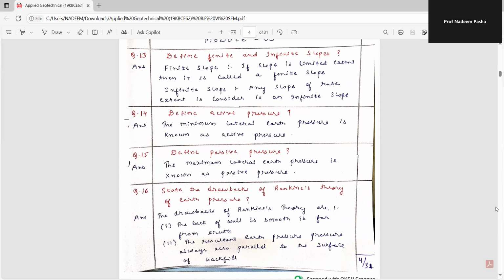Define active pressure. The minimum lateral earth pressure is known as active pressure. Next, passive pressure. The maximum lateral earth pressure is known as passive pressure.